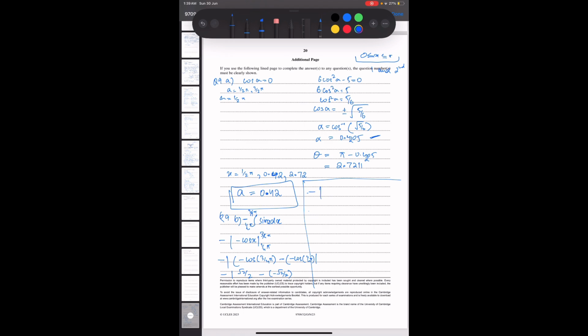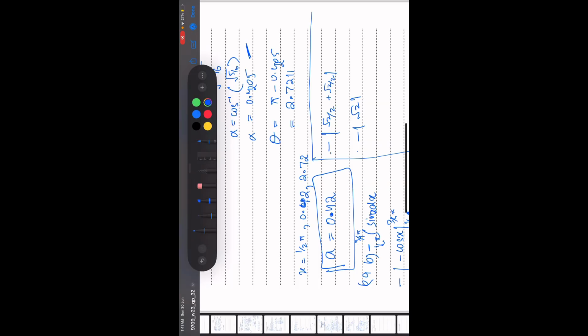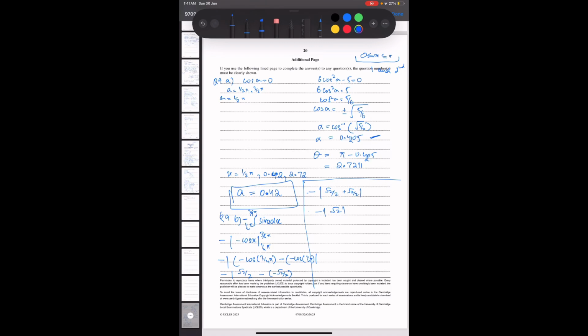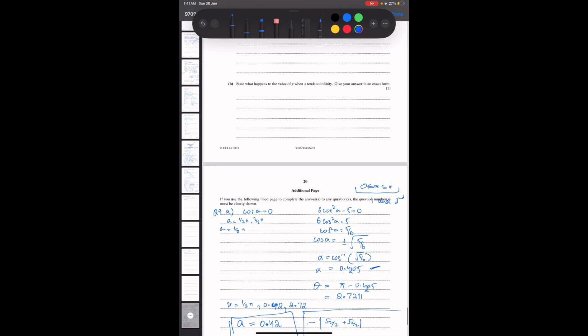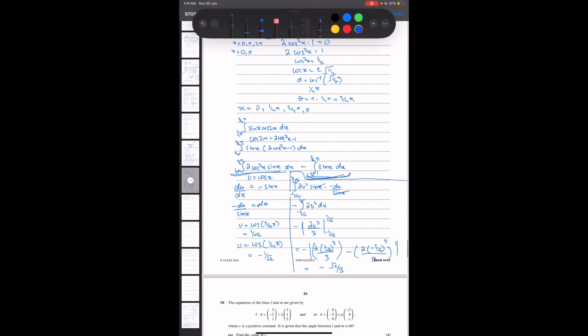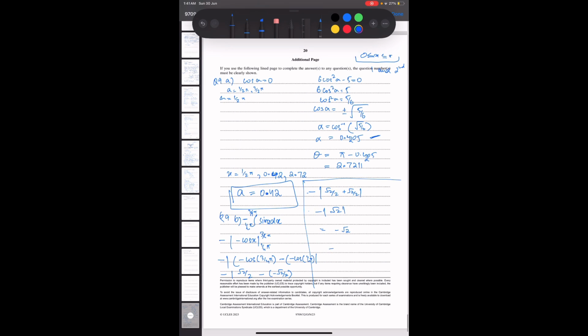So this is minus modulus of under root 2 upon 2 plus under root 2 upon 2. So this becomes under root 2, because it's below, right? That's why it is minus under root 2. And now for the final answer, we are going to add them together. So it's minus 2 upon under root 3 minus under root 2. And the answer is minus 2 under root 2 upon 3.